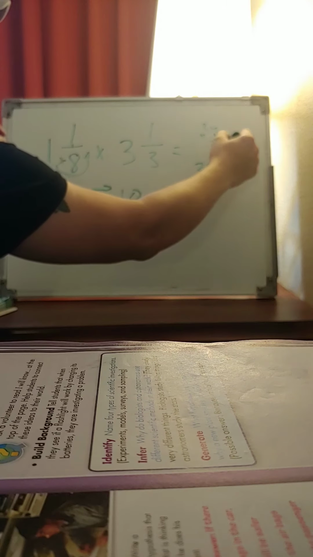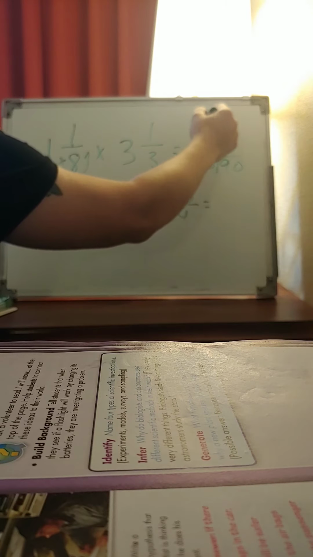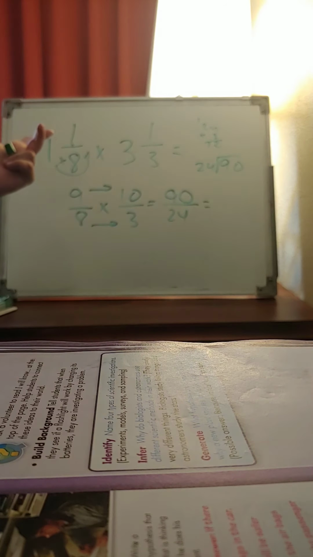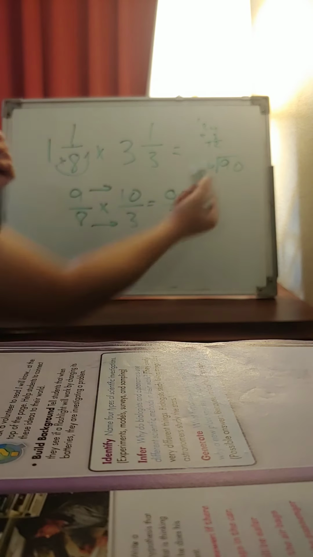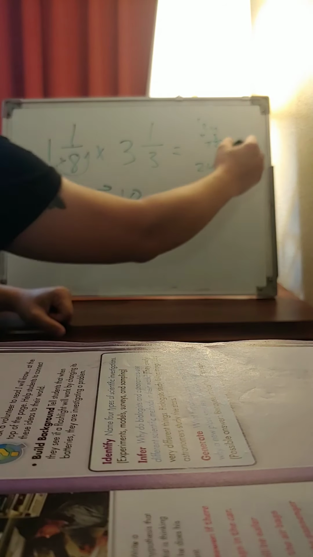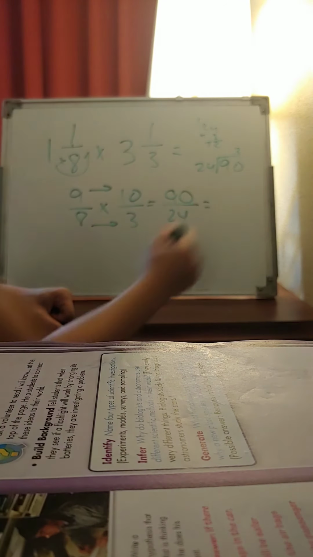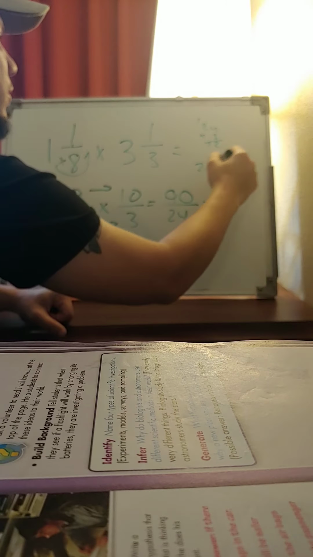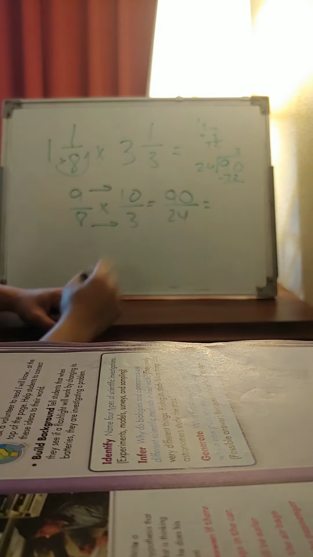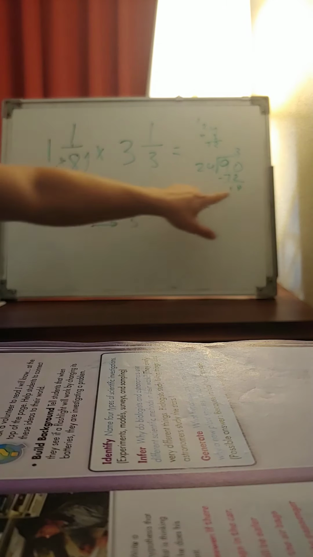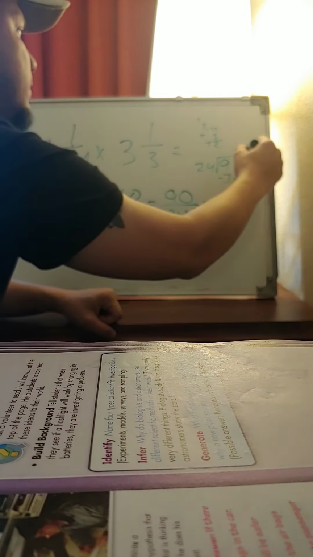3 times 4 is 12. 3 times 2 is 6, plus 1 is 7, so 72. Can I get any closer? If I add 20 to that, I'd be at 92. So this is as close as I'm going to be able to get. So 3, okay. 24 times 3 is 72. Subtract. Okay. Bring it down, bring it back. We have a remainder of 18.